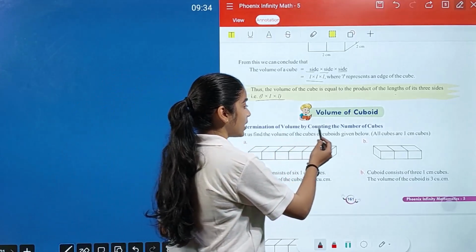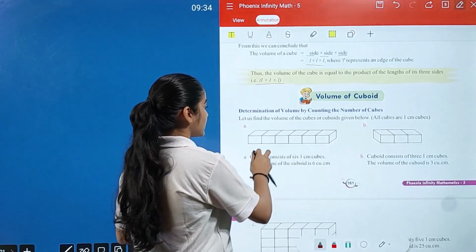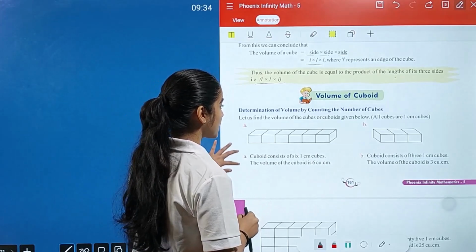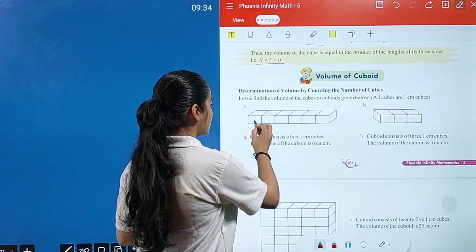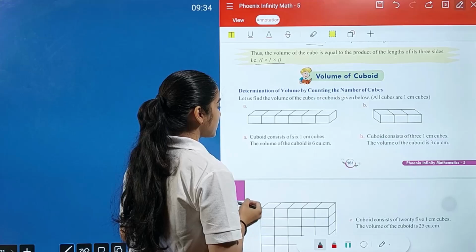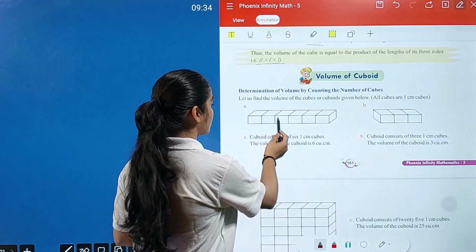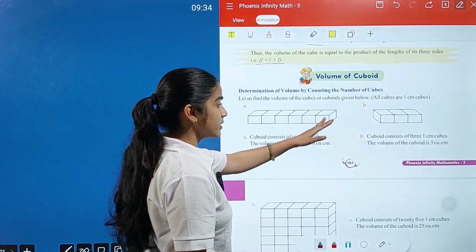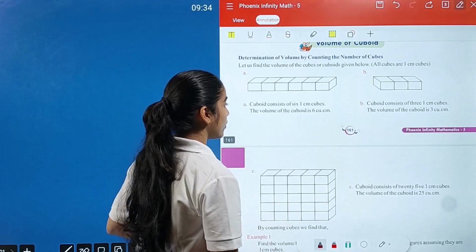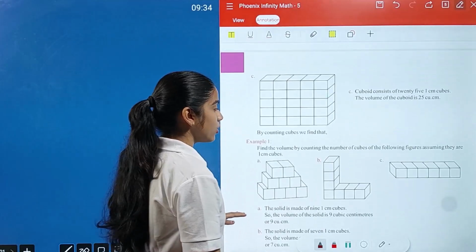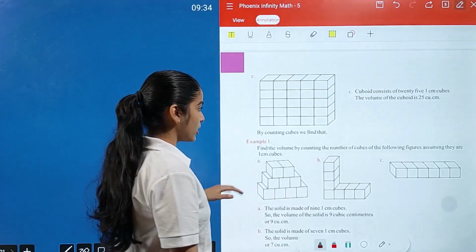The next shape we have is the volume of a cuboid. Determination of volume by counting the number of cubes: let us find the volume of the cuboids given below. All cubes are 1 centimeter cubes. You have to count: 1, 2, 3, 4, 5, 6. The cuboid consists of 6 one-centimeter cubes, so the volume of the cuboid is 6 cubic centimeters. Here they occupied only 3, so the volume of the cuboid is 3 cubic centimeters. So by counting them, you can find the volume of your cuboid.